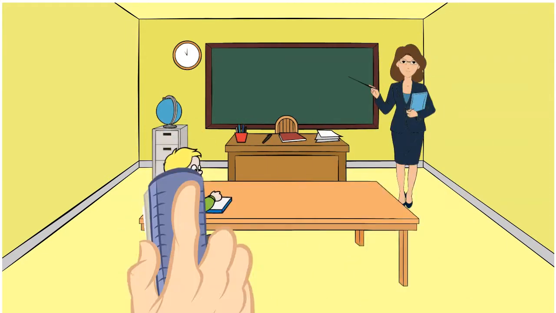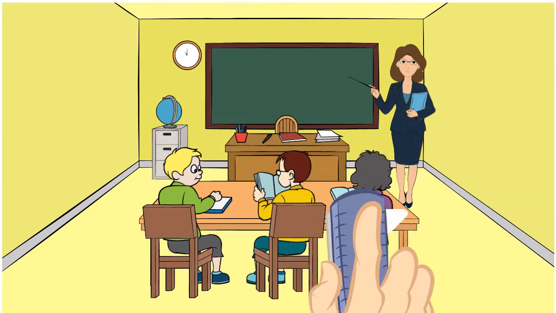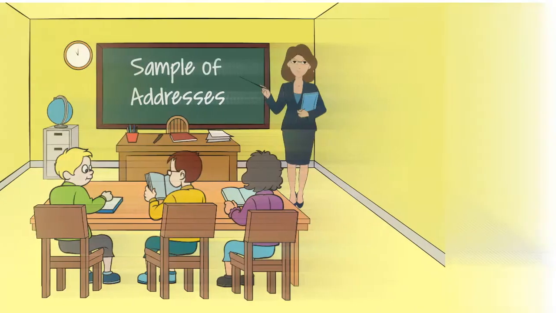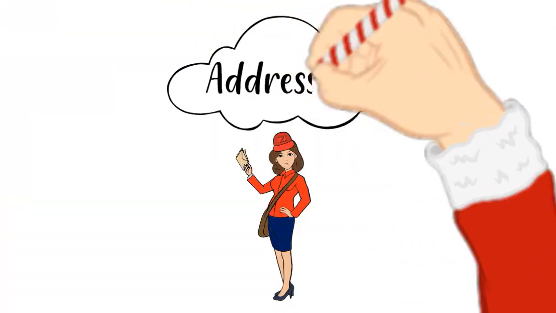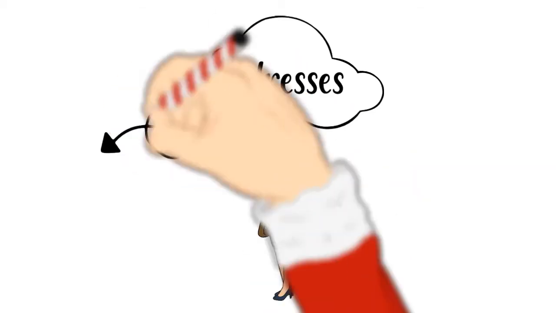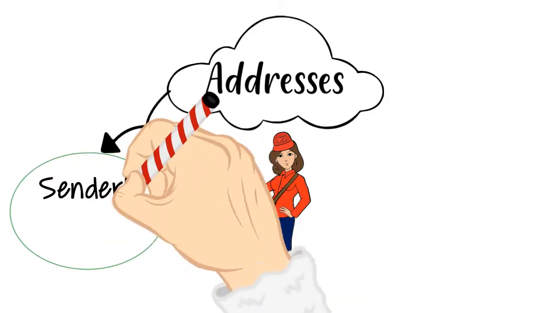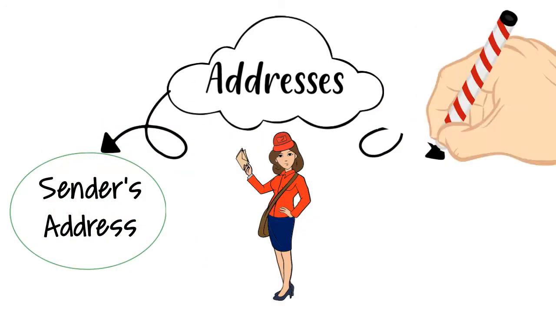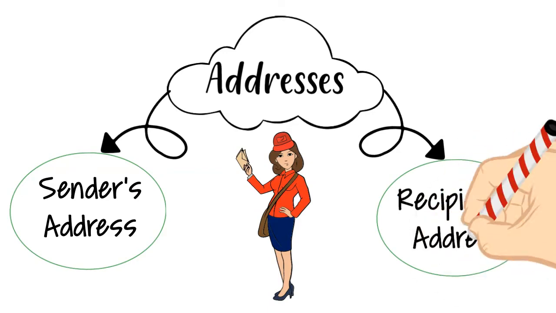Next segment, sample addresses. If you notice, we need to write 2 types of addresses in a formal letter. So, we must not waste too much time in writing fancy names and addresses. Keep it simple. The first address we need to write is the sender's address. The second one is the recipient's address.